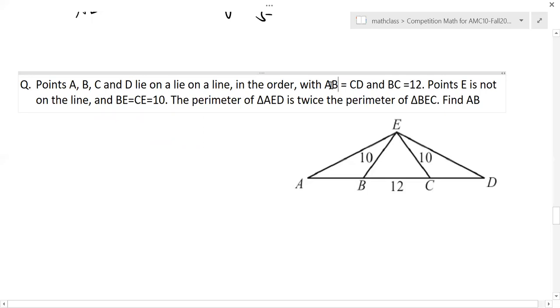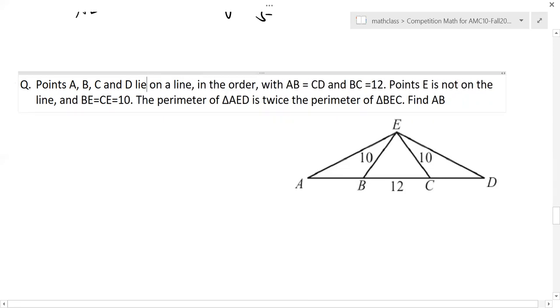So we have the triangle, with points A, B, C, D in order on a line, and AB equals CD, okay? And BC is 12, point E is not on the line, and BE and CE both are 10. And the perimeter of triangle AED is twice the perimeter of BEC. You find AB. Okay, AB is a number, right?